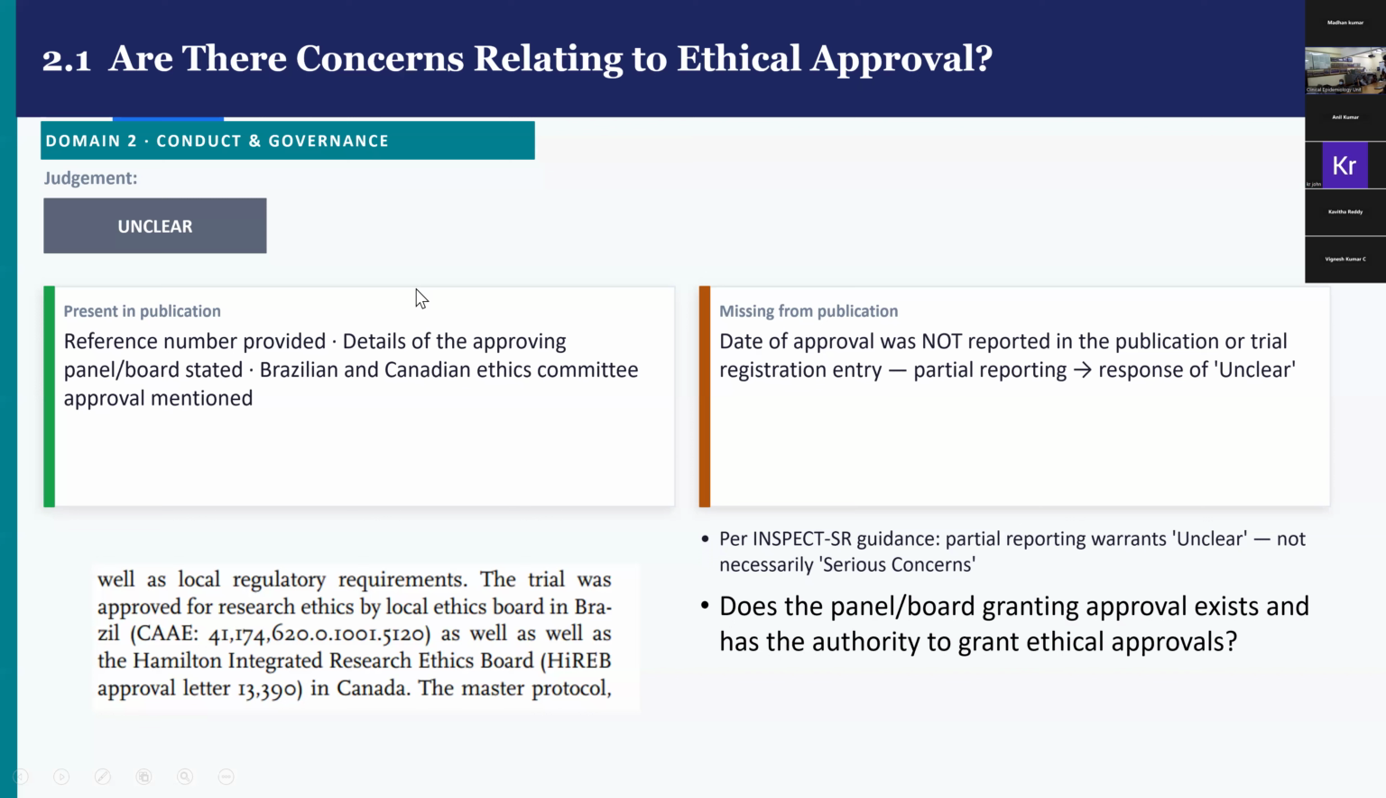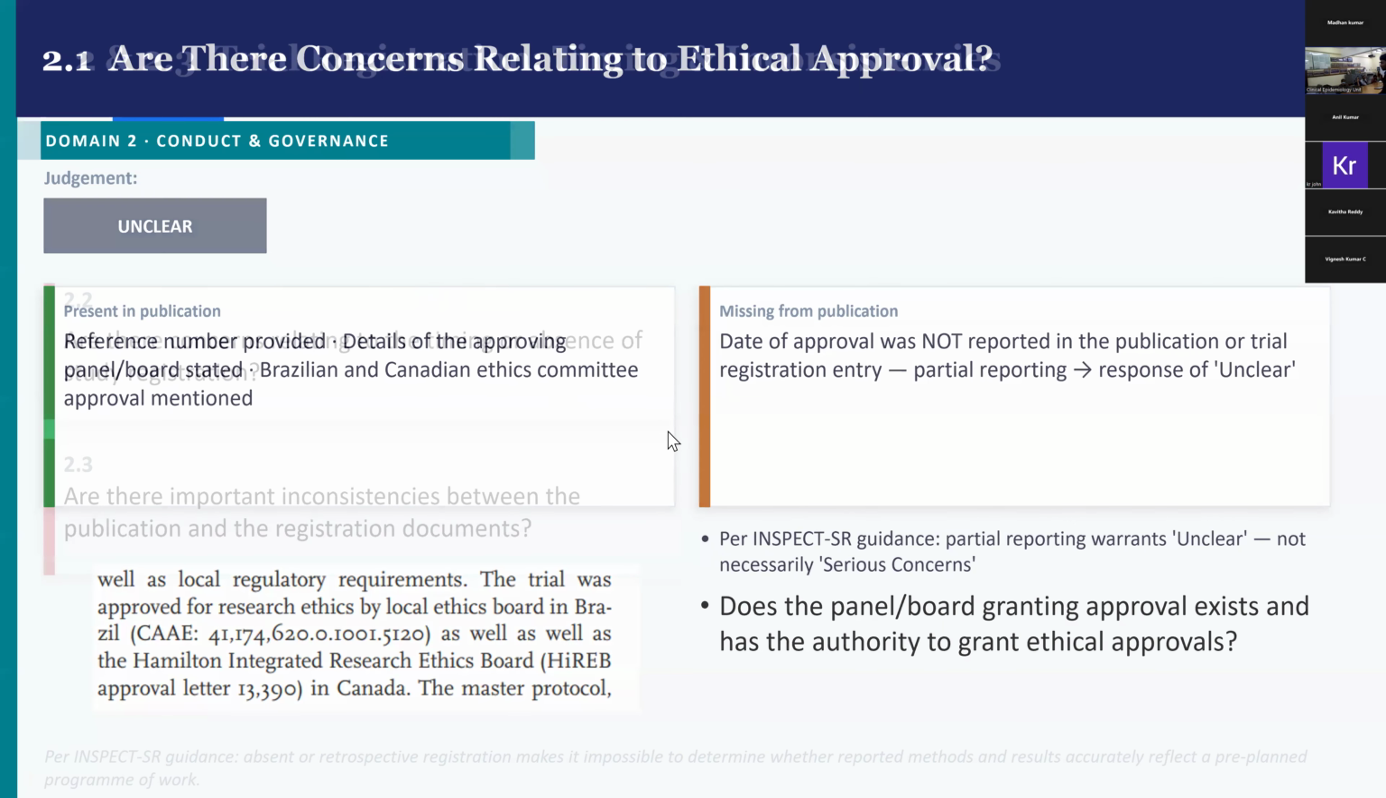And if possible, the person who is analyzing the study is supposed to find out whether the panel or board granting approval exists and whether it has the authority to grant ethical approvals as well. And if any of these components are not available, we are supposed to give an unclear risk for concerns.